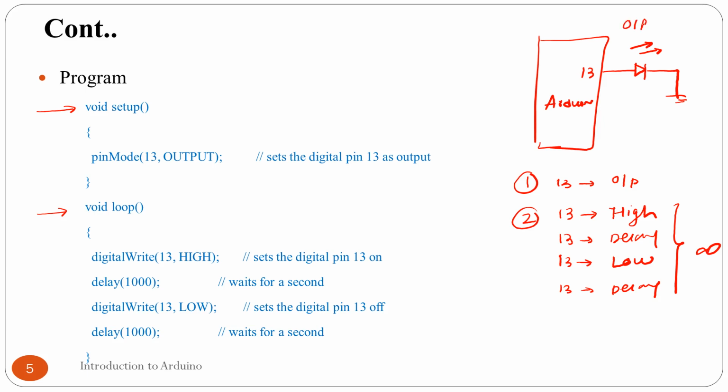So pin mode: the very first thing is we have to declare this pin as an output pin. Why output? Because we are sending data from this particular pin to the outside world or outside devices. So in pin mode we mention the pin number and then output. This sets digital pin 13 as an output.